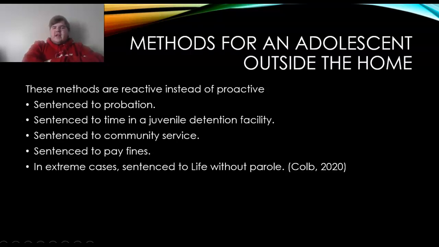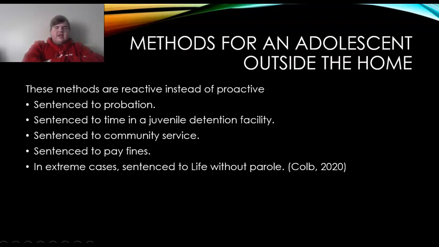If they are tried as an adult, they could be sentenced to life without parole. That is an extremely harsh punishment. Hopefully, they don't get that punishment. However, there's a popular saying: you do the crime, you do the time. Stuff like that. Unfortunately, that's just how the justice system is.